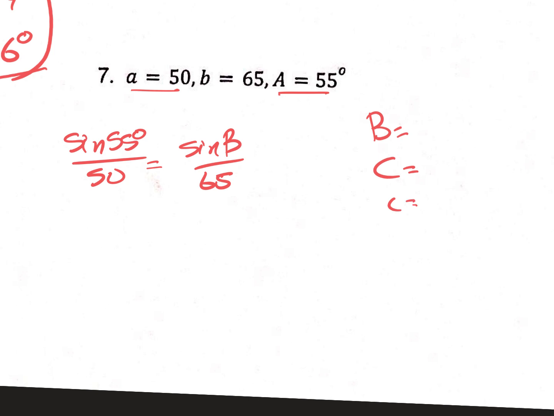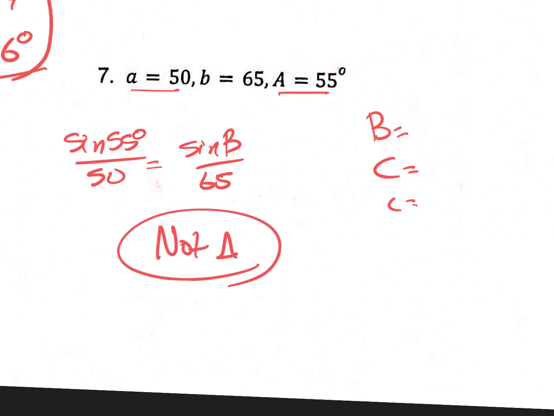Okay, so I'm going to cross multiply here. 65 times sine 55 divided by 50. And when I do second sine of the answer, I get not a triangle again. So I'm not sure what's going to happen tomorrow on your test, but check that. Check number 7 tomorrow. See if you can do law of sines, and maybe it's not no solution.